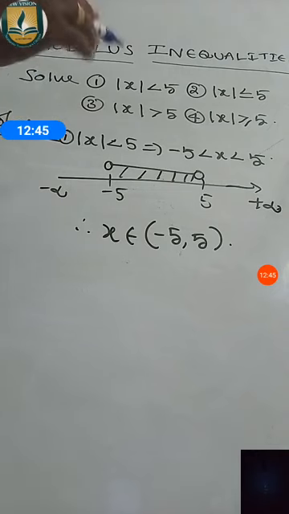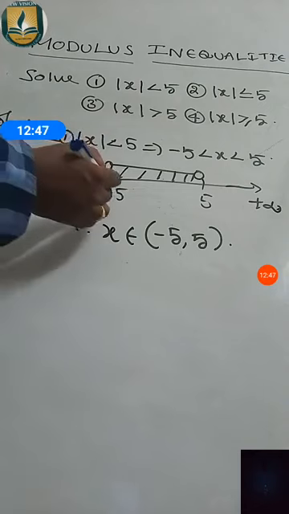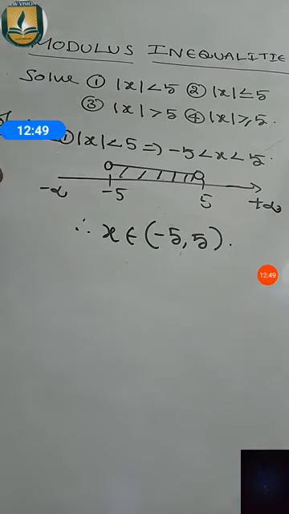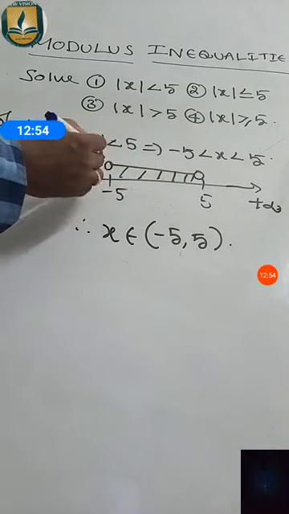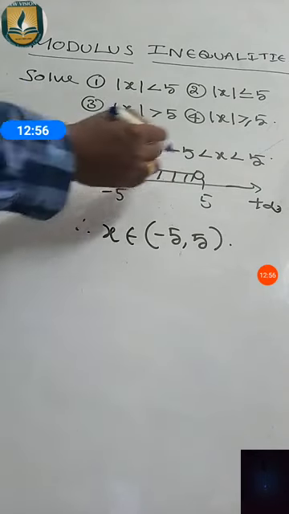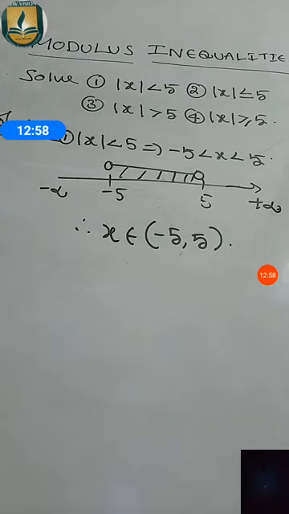minus a less than x less than a. Now minus 5 and plus 5 on the real number line we have shown, and between them, minus 5 is not included and 5 is not included. That's why the circle is not shaded there. Therefore x belongs to minus 5 to 5. Like this we can do this particular problem.